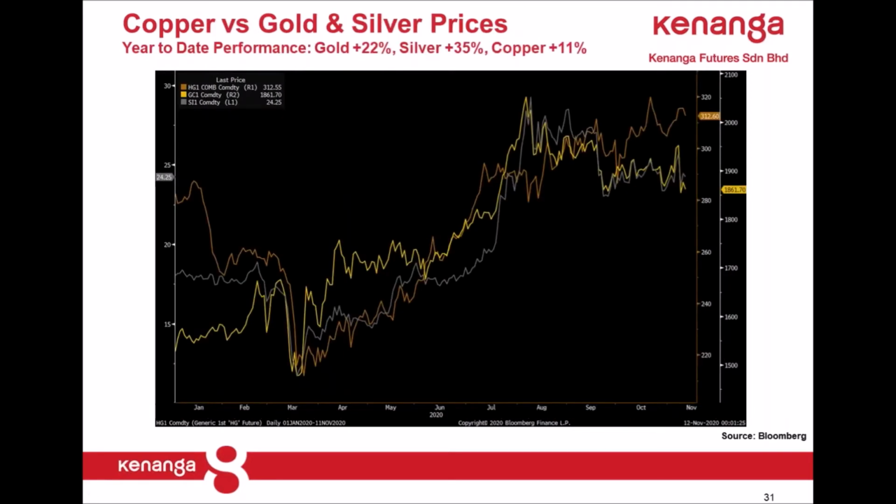Okay, and this is the performance comparison of the main metals: gold, silver, and copper. As you can see, gold has appreciated 22%. This chart is as of yesterday, and silver is up 35% year to date, and copper is up 11% year to date. Okay. So metal is definitely in demand for now, on an uptrend.